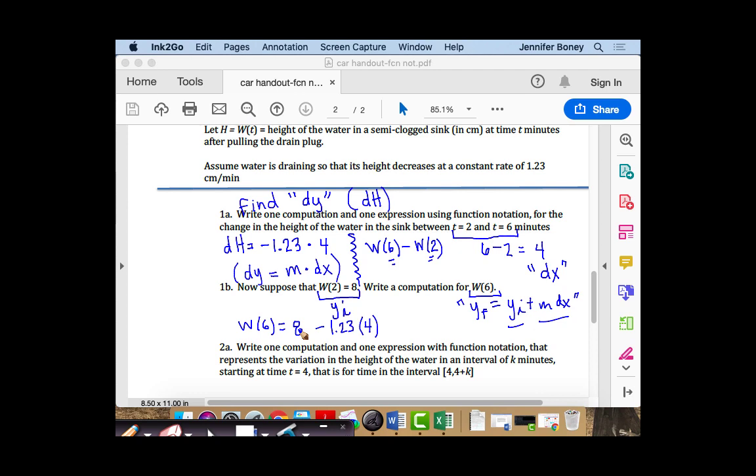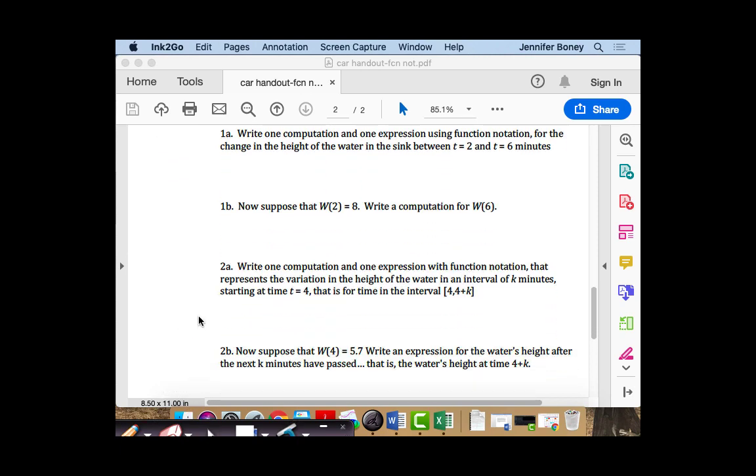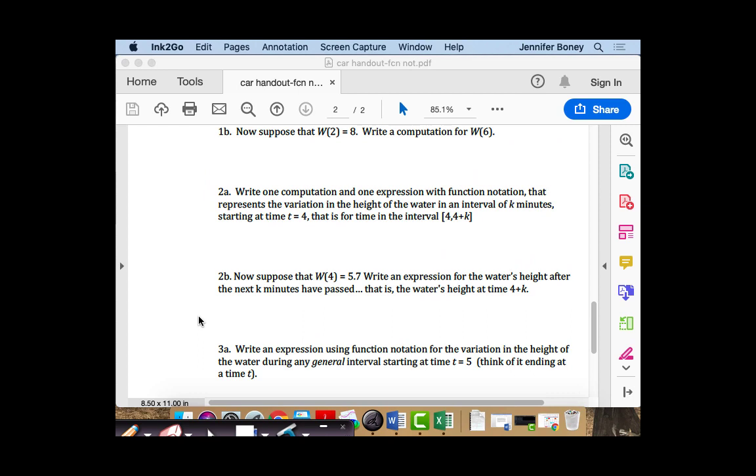All right, so let's take a look at number 2. And I know that you've had this for a while, so I'm going to let you take a look at it with neighbors. Compare notes on number 2. See if we can come up with, again, sort of for A and B. For A, a computation and an expression with function notation. And there's varieties of combinations of ways you could write this. And then part B, given some sort of value, write something else.